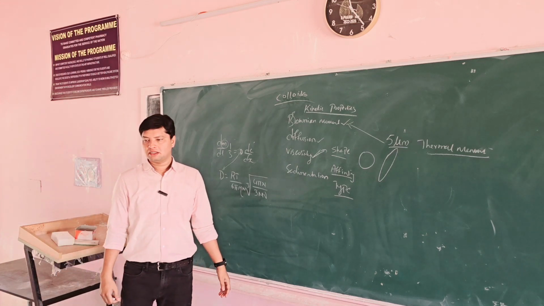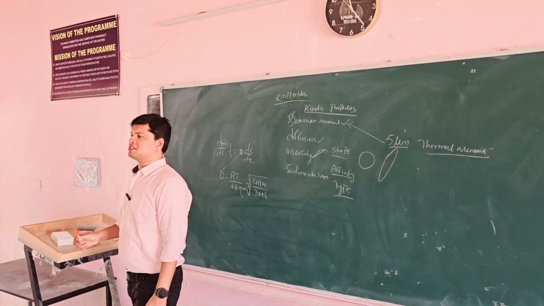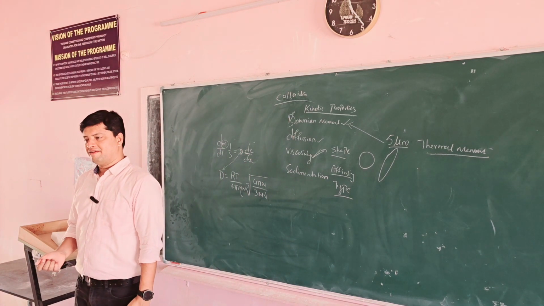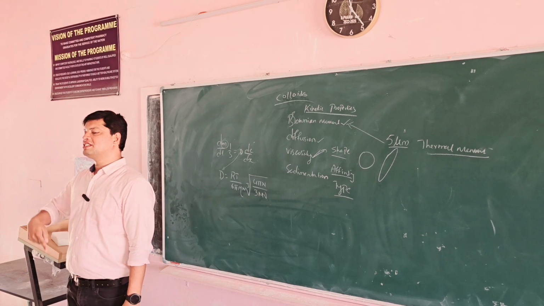Next, molecular weight of the particles. Okay, now you tell me, who has more resistance to flow, a lean guy or a fat guy? Fat guy. So molecular weight is more, viscosity is more.